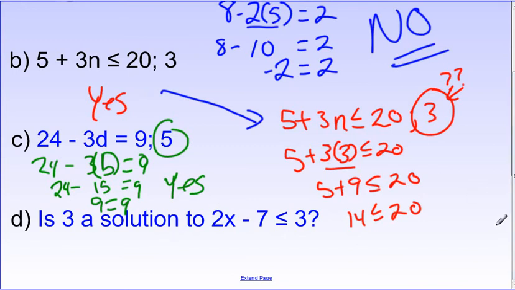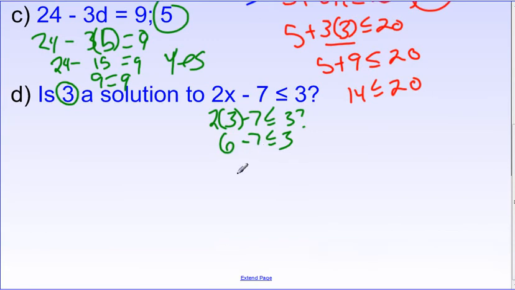Letter D. We want to know, is 3 a solution to that? So we plug in 3 for the x. And then we would multiply and get 6. 6 minus 7 is a negative 1, because you have 6 of something, you take 7 away, you're less than 0. Is negative 1 less than or equal to 3? Yes. So that is a solution. 3 is a solution to this because we plugged it in and we got a true statement.